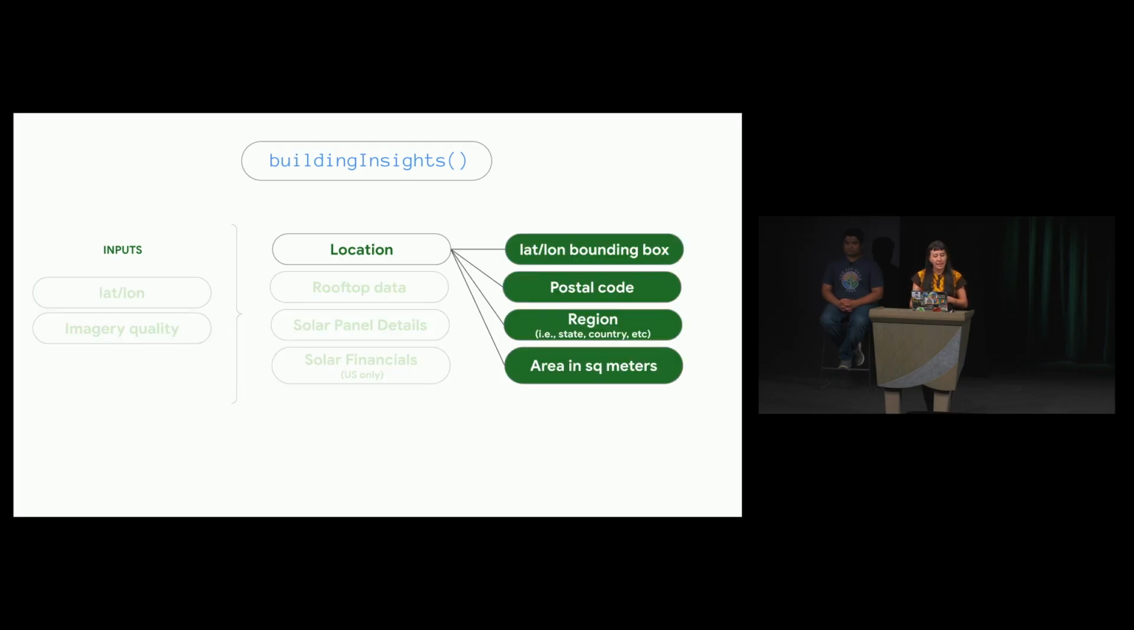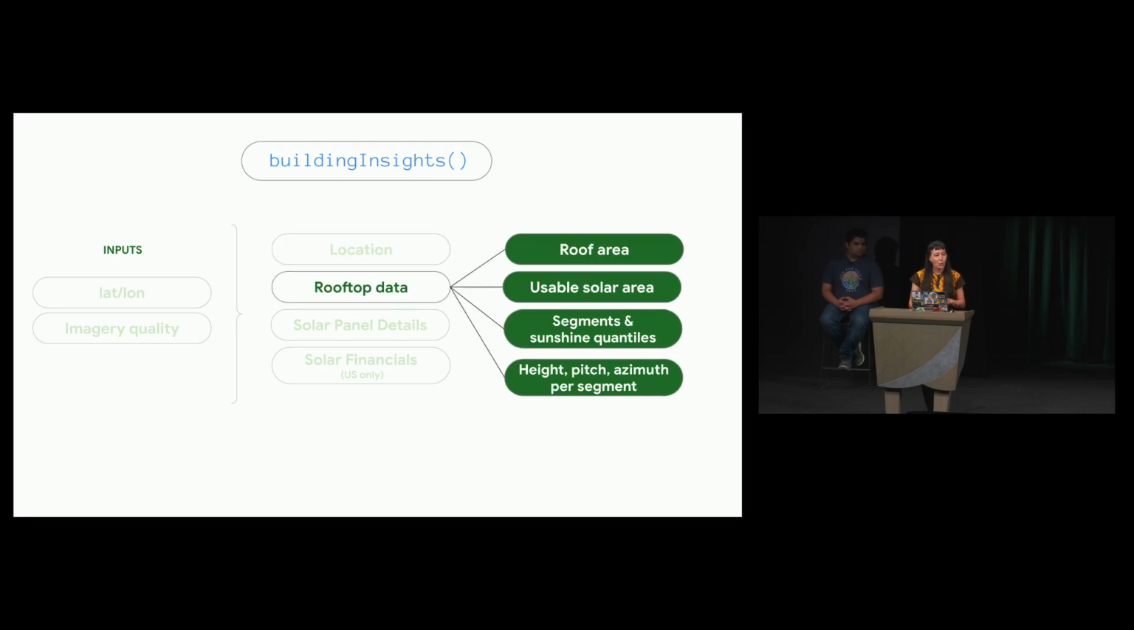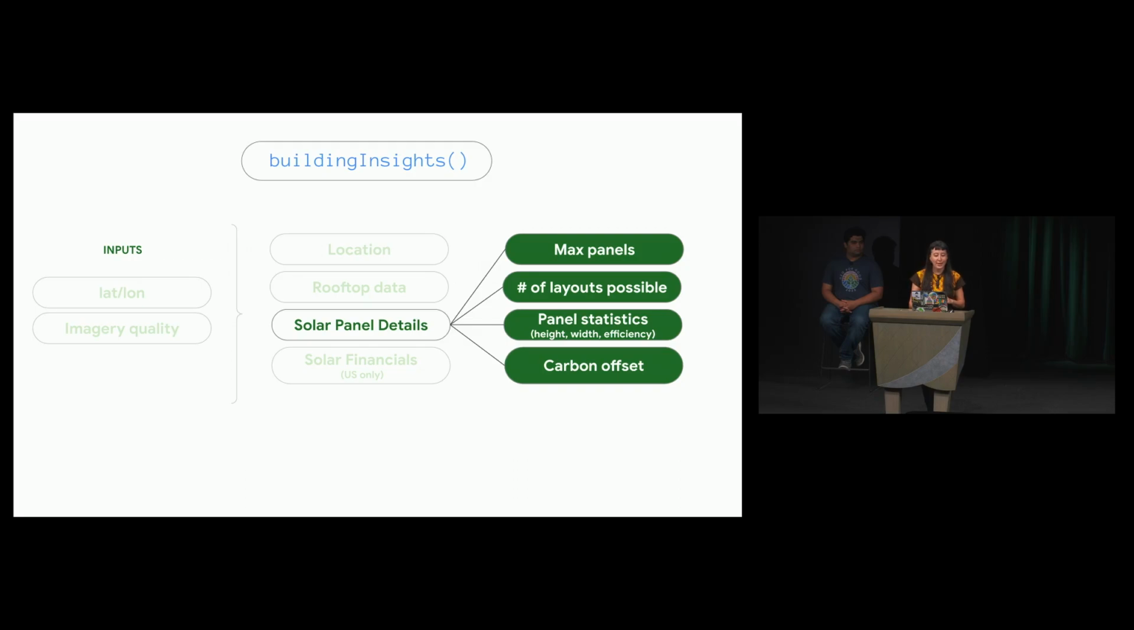Location contains information like the postal code or the state or country that address is at, as well as its square meters. Rooftop data offers information about the roof's area, possible area for solar, and granular details about the roof. Solar panel details tells you things like how many different types of solar designs can emerge, how many solar panels can be installed, and what is the possible carbon offset by going solar based on my current utilities usage.